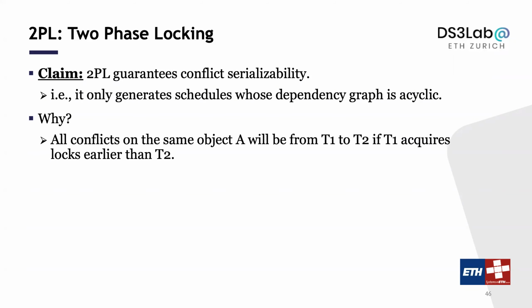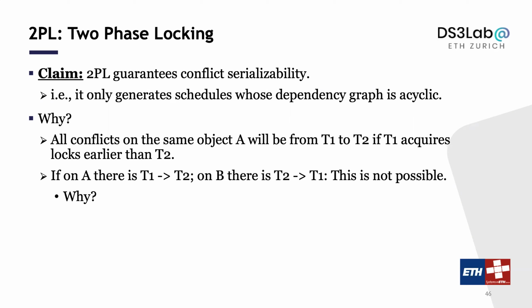So essentially, all the conflicts on the same object A will be from T1 to T2 if T1 acquires the lock earlier than T2, right? Why? Because once T1 releases the lock, it will not touch A anymore, because it's not allowed to acquire a lock again. So once I release, I'm done. Essentially, all the edges in the dependency graph, if T1 acquires the lock earlier than T2 on A, will always be from T1 to T2. It never goes the other way around.